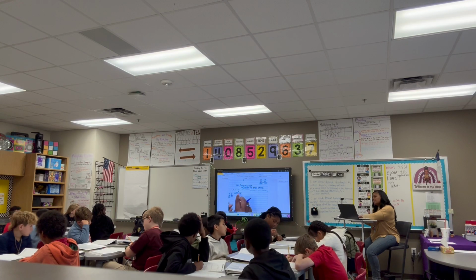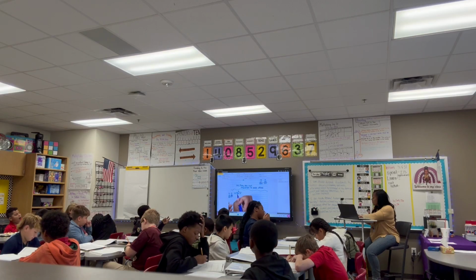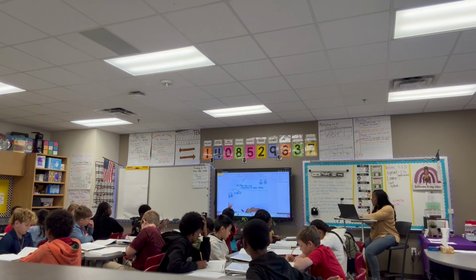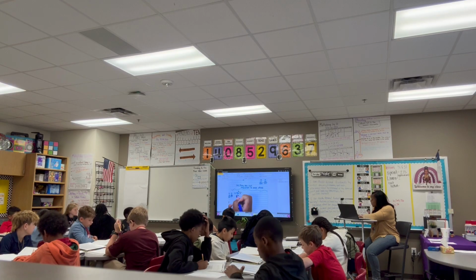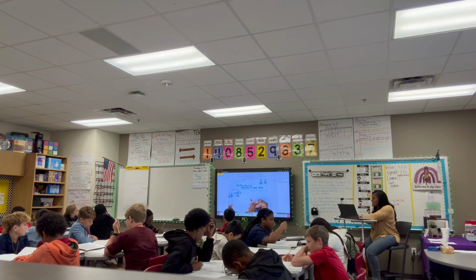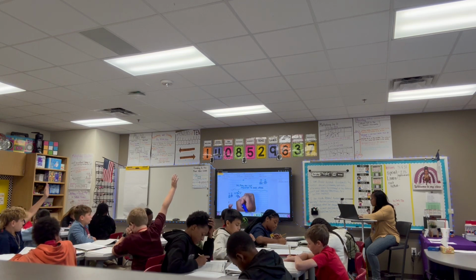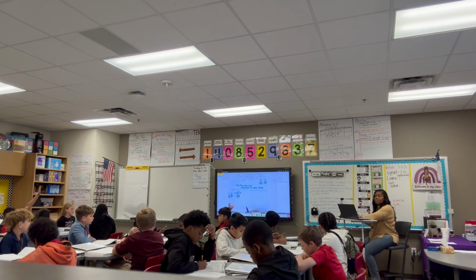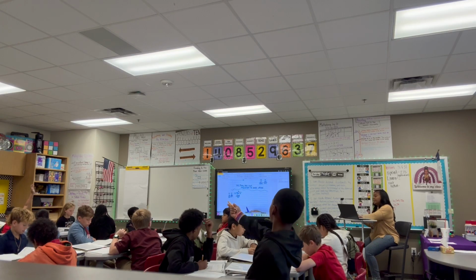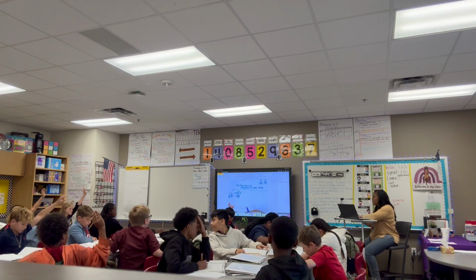Make sure your 2 goes directly above the 6. If you did the multiplication, you know 13 times 2 is 26. Then you subtract, you get 10. What's the next step? Bring down the 1.